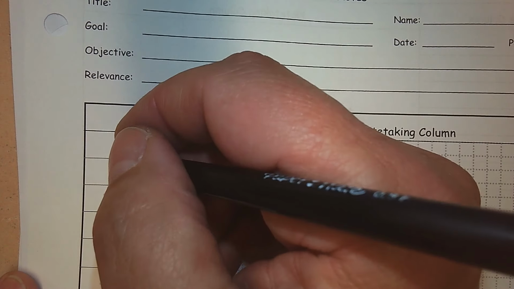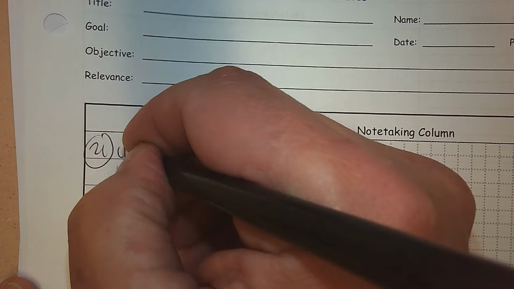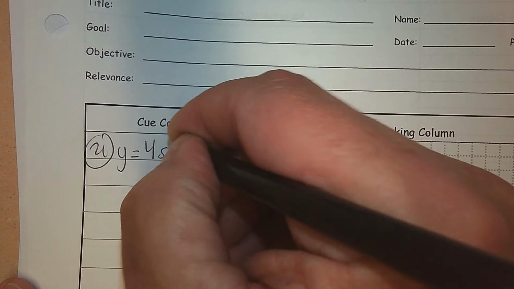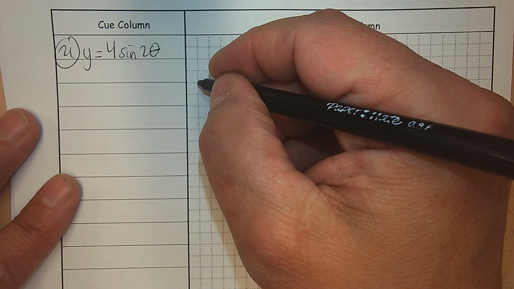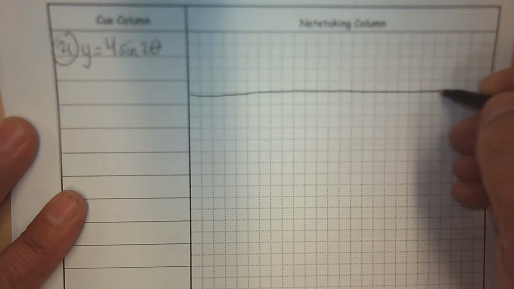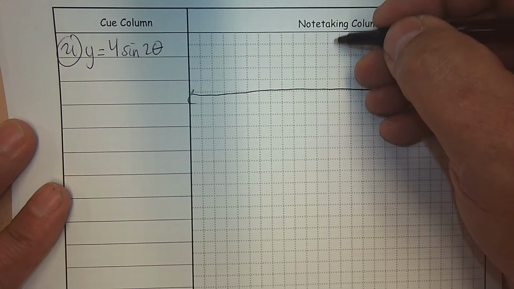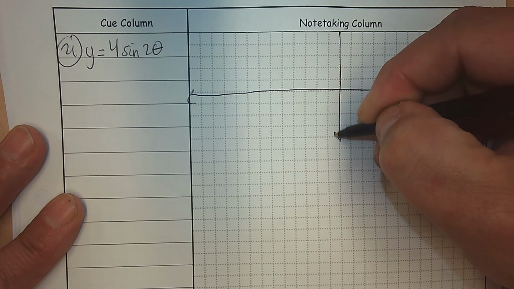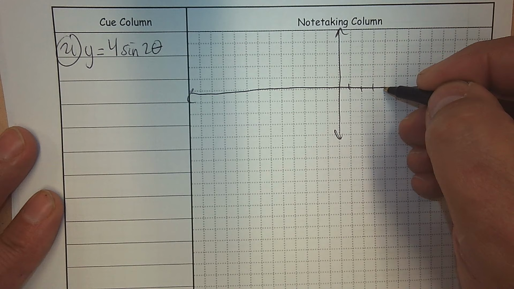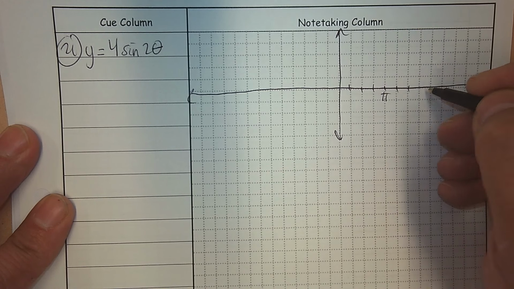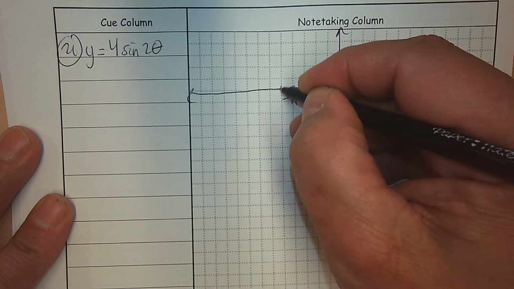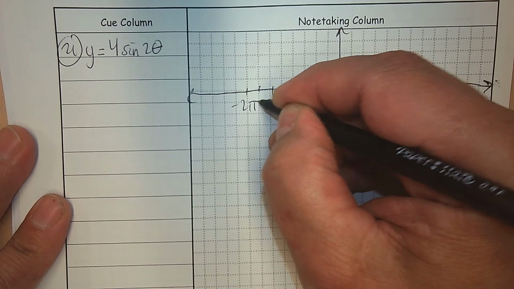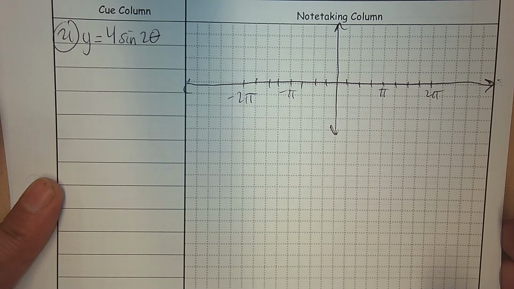So the first one for 21 is y equals 4 sine 2 theta. So I'm going to set up my graph to begin with. I'm aware that I have to go up to 4 and down to negative 4. So when I draw the graph, I'm thinking through, do I have room to go up to 4 and down to negative 4? I'm just going to go to 2 pi and negative 2 pi and just follow the pattern that happens.